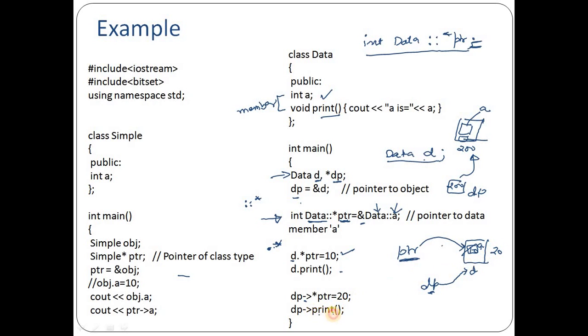And then dp print. Here also we have used arrow because we already have seen in the previous example that if you have an object then we use dot, if we have a pointer then we use arrow. So we have dp as a pointer to the class, then we have to use the arrow. So by this the print function is called and the value 20 is displayed. Here the value 10 is displayed. Okay.